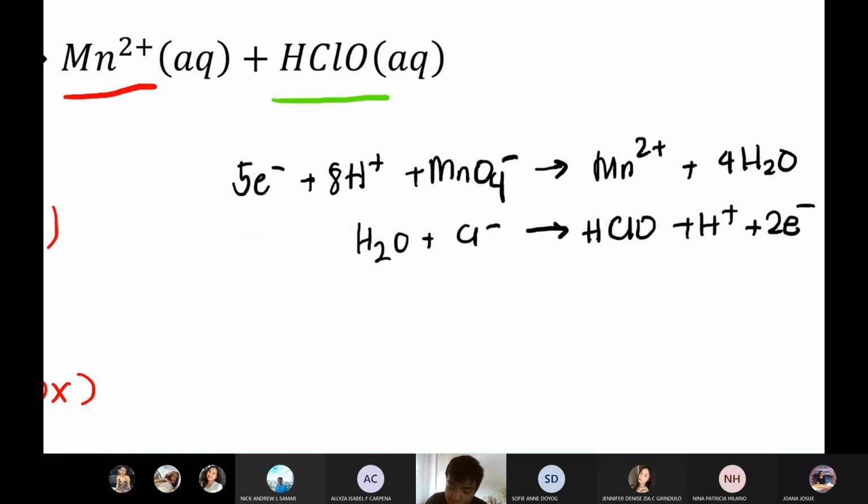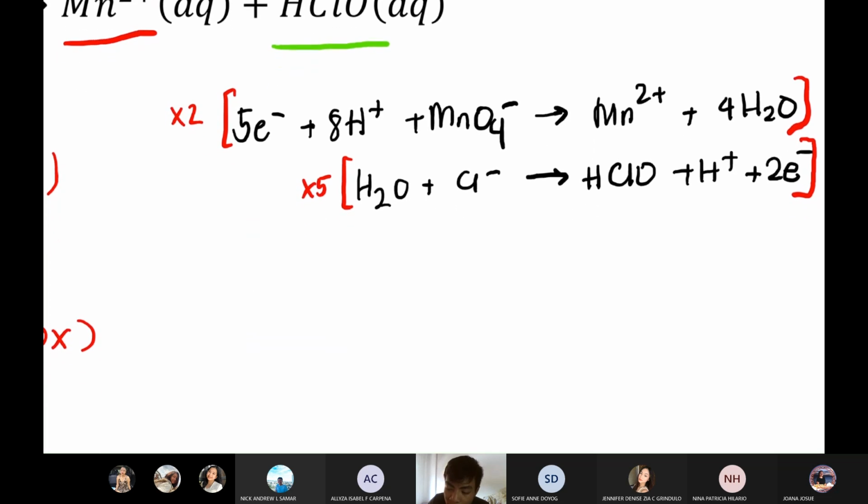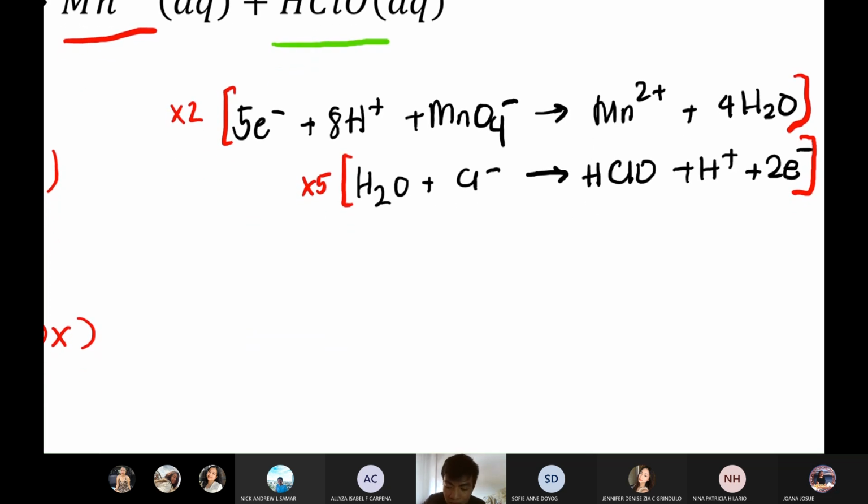So, ito times 2 ko yan. Ganito na lang muna gagawin ko. Ayan, times 2. Para maging 10 yung electrons. And itong equation sa baba, para maging 10 yung electrons, I have to multiply this equation by 5, no? Times 5. By doing this, the electrons will be balanced, no? Okay? So, let us rewrite the new equation.